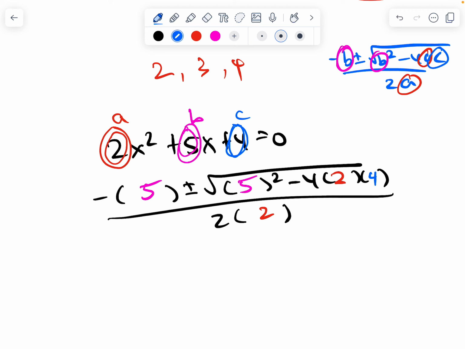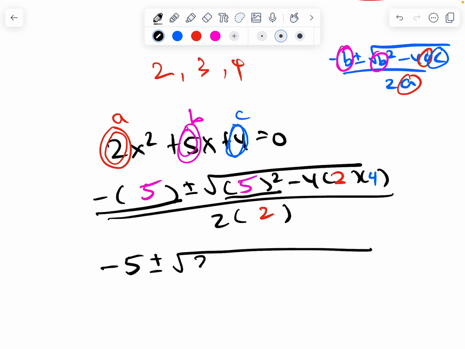So now we're going to go through here and we're going to clean this up. So negative 5 is negative 5. Plus or minus comes down, square root comes down, but negative 5 squared becomes 25. The minus is going to come down. 4 times 2 is 8. 8 times 4 is 32. All of this over 2 times 2 is 4.